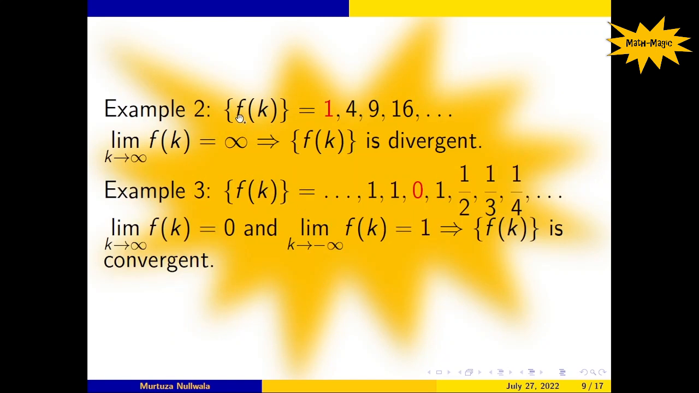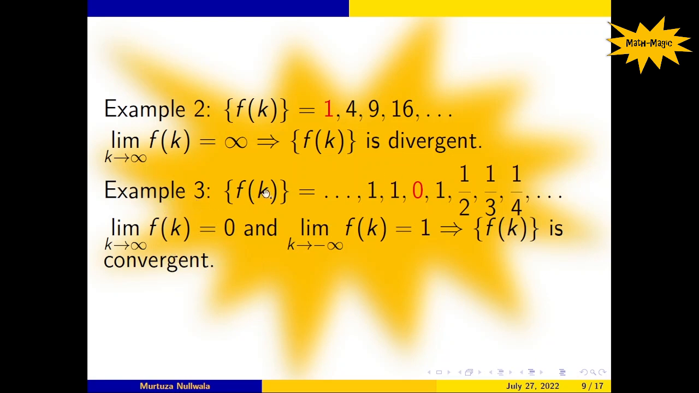Example 2: we have a sequence f(k) equal to 1, 4, 9, 16, and so on. Here we can see that f(0) is 1. The limit as k tends to infinity of f(k) is infinity, as the value of the sequence keeps increasing, because the sequence is nothing but k squared. As k tends to infinity, k squared goes to infinity. So this sequence f(k) is divergent.